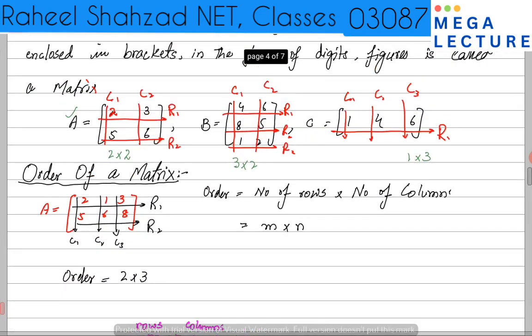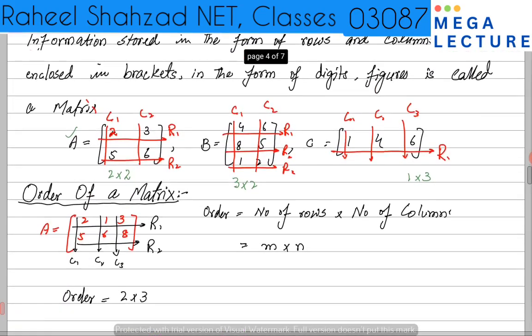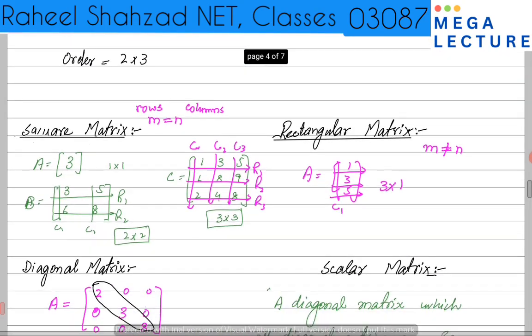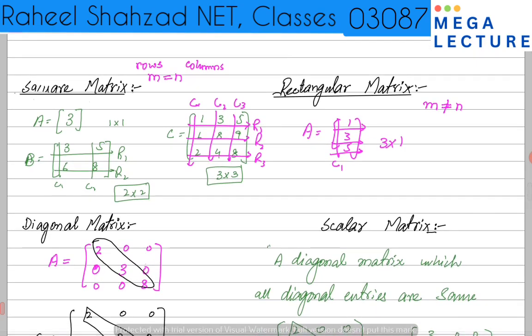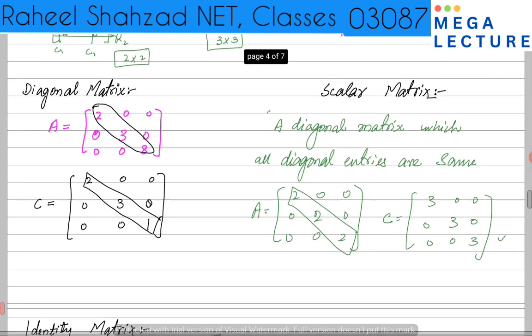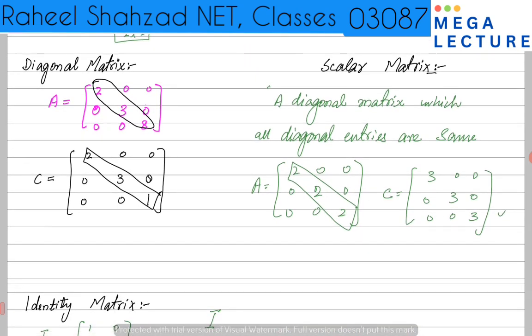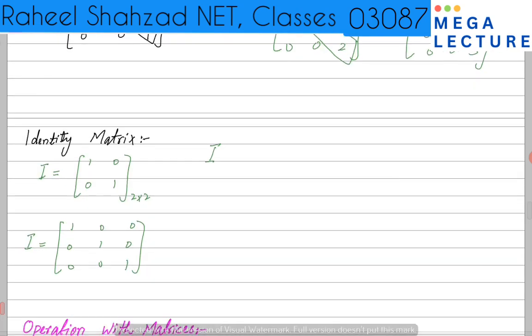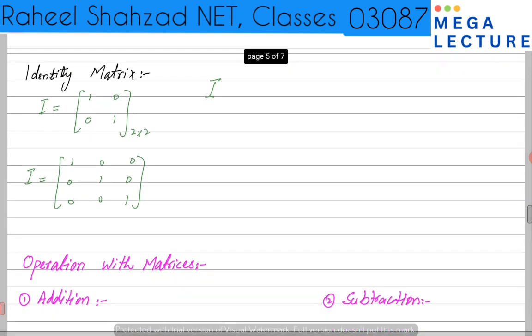So far we have discussed what matrices are, then the order of a matrix, which is m cross n, with rows first and then columns, followed by the square matrix. If rows and columns are equal, it makes it a square. Then a rectangular matrix has different rows and columns. Then a diagonal matrix is a square matrix in which only the diagonal entries are present, and the rest of the values are 0. A scalar matrix is a diagonal matrix in which all diagonal entries are the same. And then what is identity? An identity matrix is one in which the diagonal entries are 1 only.